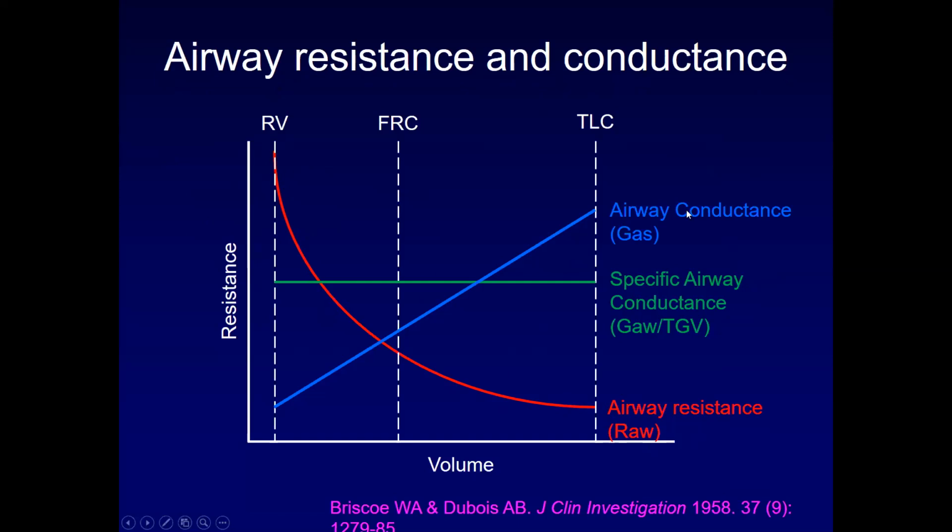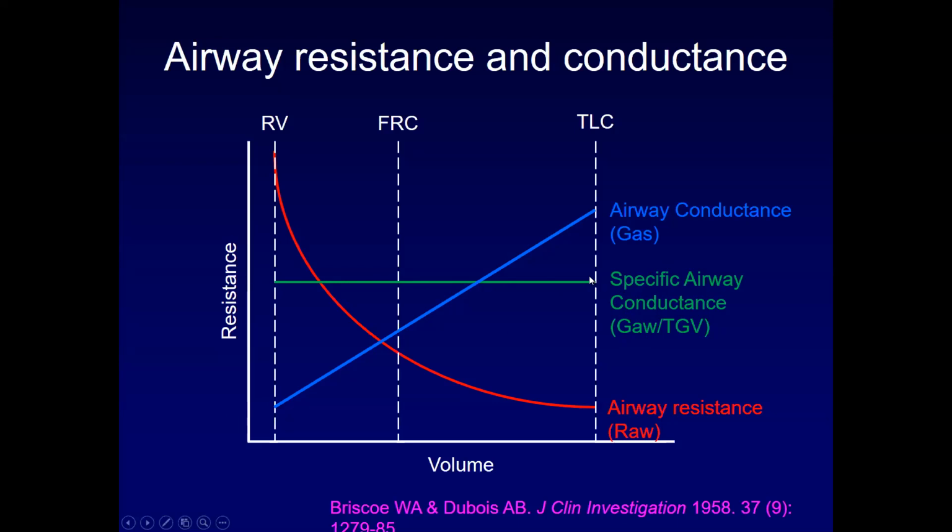Airway conductance, which is just the inverse of airway resistance, has just the opposite response, but it's linear. And then it goes up as you get closer to total lung capacity. The best value in all this is specific airway conductance, or SGAW. This is the airway conductance divided by the thoracic gas volume. That's a straight line across all lung volumes.